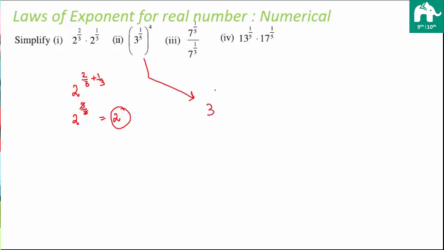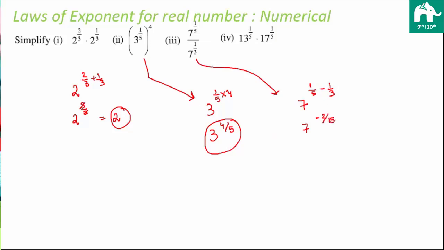3 to the power 1 by 5 to the power 4. So this will get multiplied. So this becomes 3 to the power 4 by 5. Third one, division, same base. So the powers will get subtracted. 1 by 5 minus 1 by 3. So 1 by 5 minus 1 by 3 is equal to minus 2 by 15. This is like the normal subtraction. So that becomes the answer.